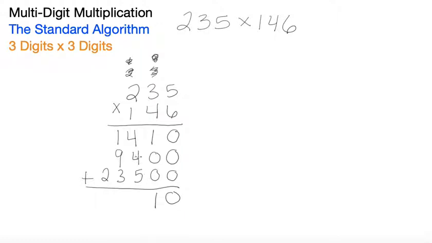5 plus 4 is 9. 9 plus 4 is 13. Carry the 1. 9 plus 3 is 12, plus 2 is 14, carry the 1, and 2 plus 1 is 3. So now I know that 235 times 146 equals 34,310. Good job.